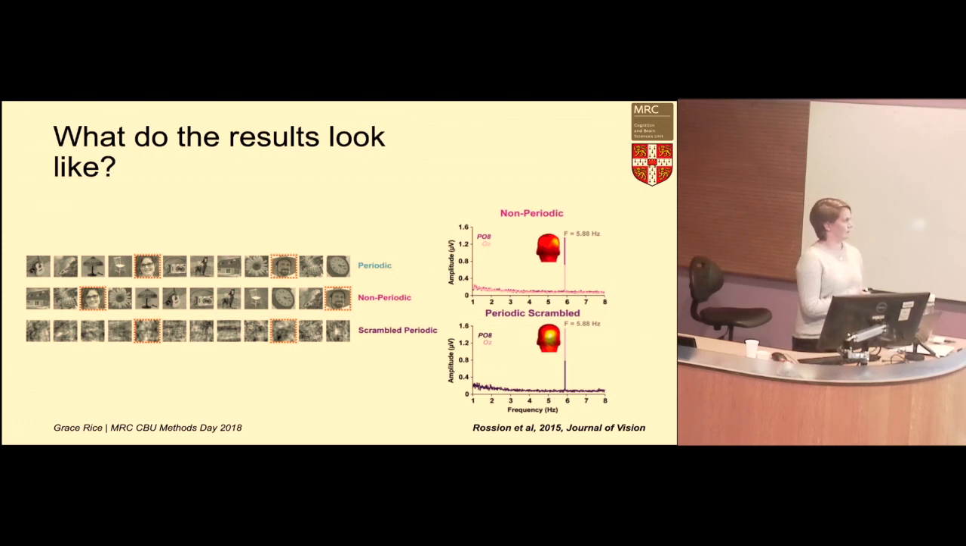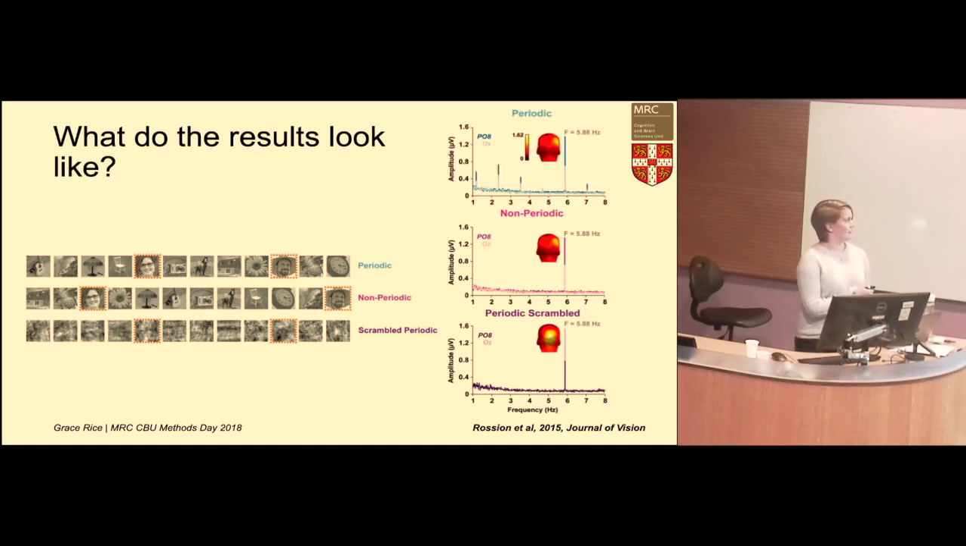And these are the results from this non-periodic condition. Again, you can see this peak at 6 Hertz, but this time the topography of the responses changes. So instead of these medial occipital regions, you start seeing more lateral occipital regions when the pictures have meaning versus seeing just scrambled pictures.